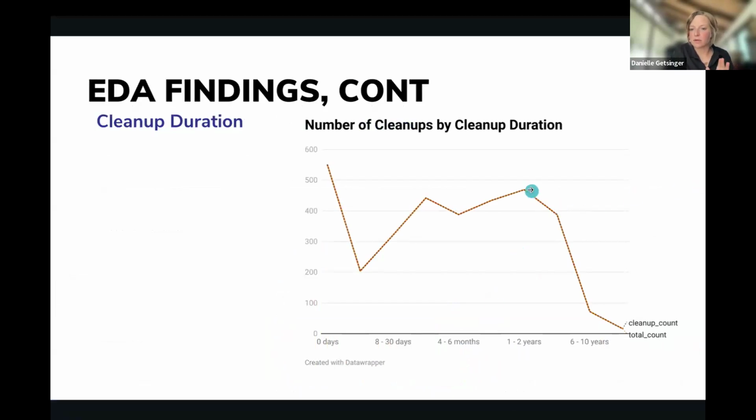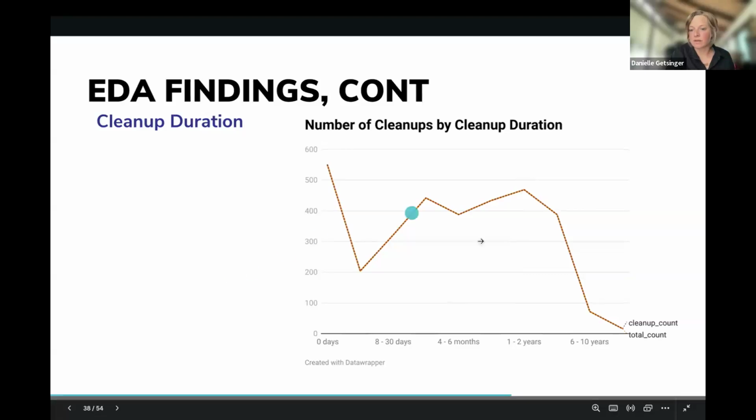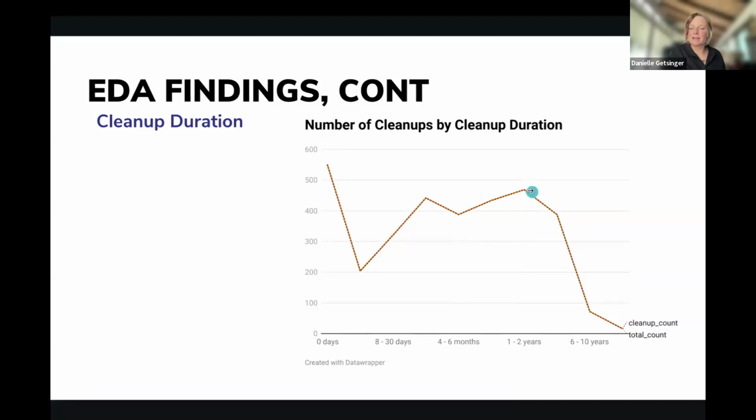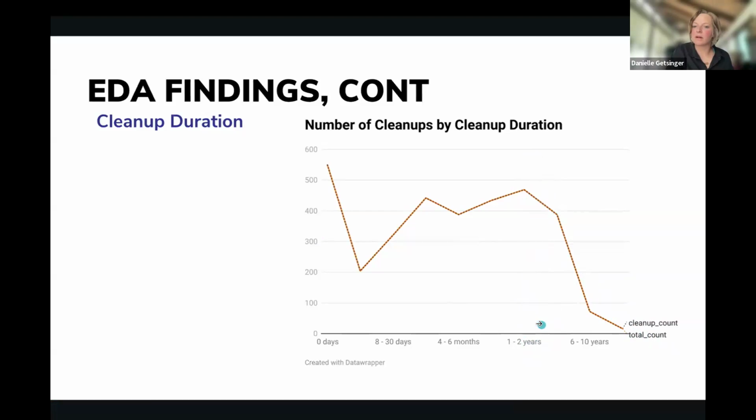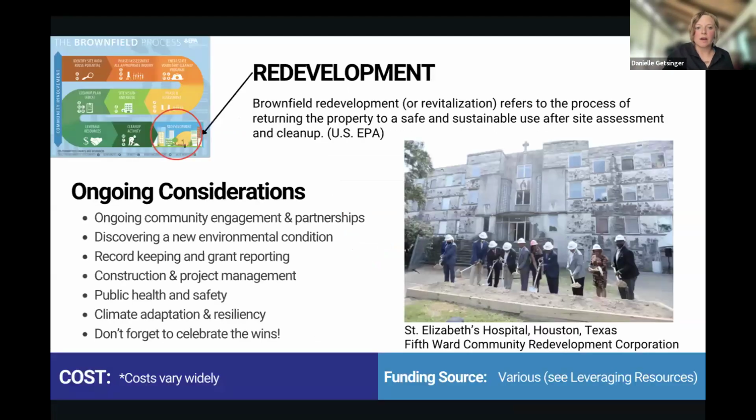This is another thing worth noting, that the cleanup duration on most of these sites was less than 2 years. And that also could be biased because the duration of the grants are usually 2 to 3 years. So they were able to get those done pretty fast. And of course, some drag on for longer than that. But on average, we're seeing that those at the time of cleanup move pretty fast. And once you get to the redevelopment stage, yay, you did it. You're almost there. Until you find something, of course.